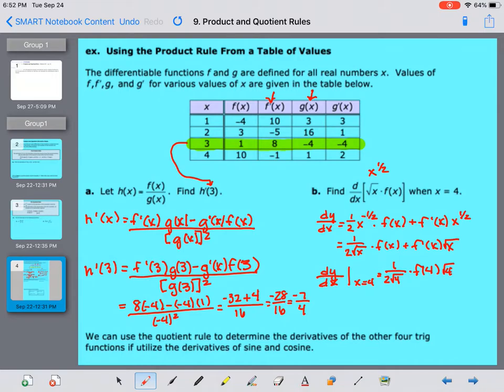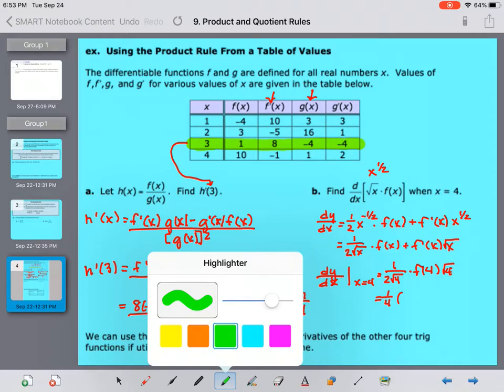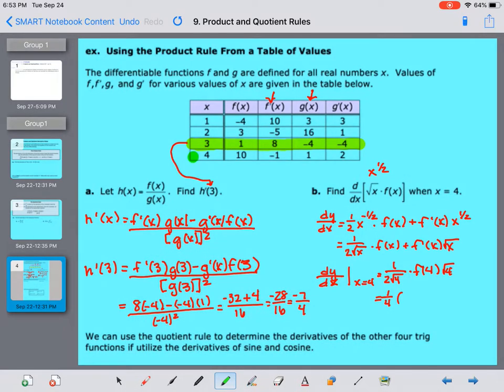And now we're just going to do some calculations. So square root of 4 is 2, times 2 is 4, so we get a 1/4. My f of 4, now I'm going to where my x is 4 on my table. So where x is 4, we're going to use that line right there for this problem. So we're going to use that for this.